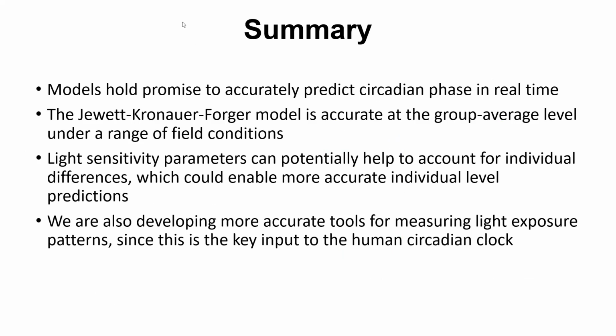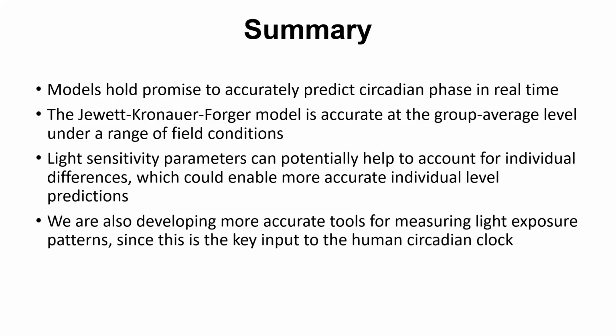So to summarize, I think models based on what we've seen hold a lot of promise for accurately predicting circadian phase in real time. The Jewett-Kronauer Forger model continues to be probably the most robust method for predicting circadian timing. We recently did a review of different methods for circadian timing prediction, and this model is by far the most widely tested. It's the only model that's been tested under a very wide number of field and lab conditions, and it continues to perform pretty well.